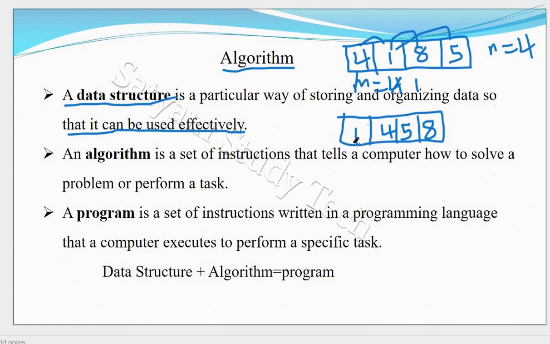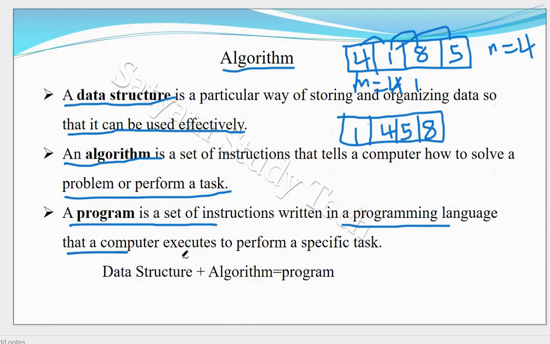If you want to find the minimum and maximum element of this array, array[0] is the minimum element, and directly you can say that the last element of the array is the maximum element. So that is the meaning of this particular statement. Now, an algorithm is a set of instructions that tells a computer how to solve a problem or perform a task. A program is a set of instructions written in a programming language that the computer executes to perform a specific task. So simply, data structure plus algorithm equals program.